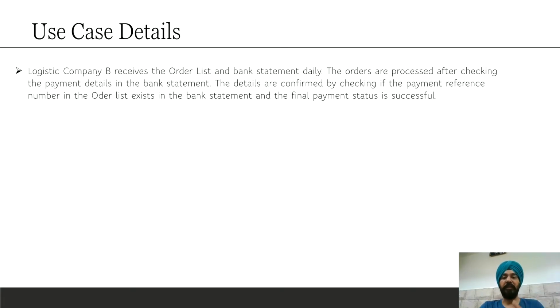So that's what the use case is. The details are confirmed by checking if the payment reference number in the order list exists in the bank statement, and if the final payment status is successful. So that is the use case, simple and straightforward.